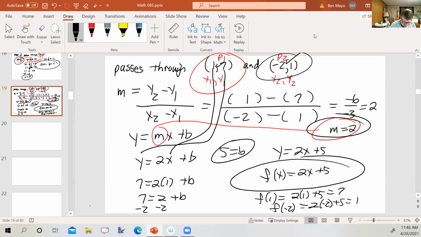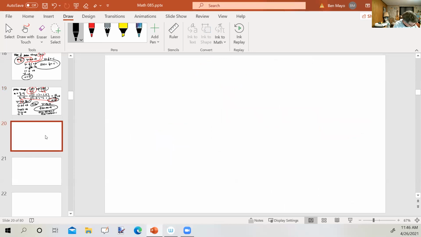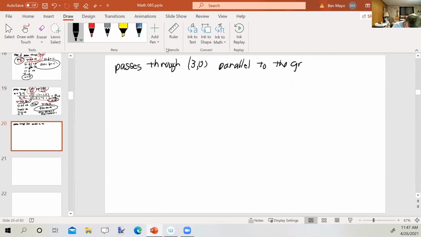Now this next one says, again, we're to write an equation for a linear function whose graph has the given characteristics. It passes through (3, 0), and it's parallel to the graph of g of x equals negative 2/3 x minus 4.